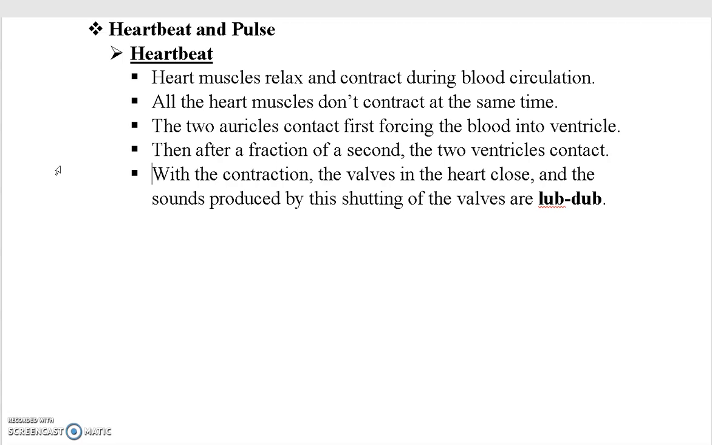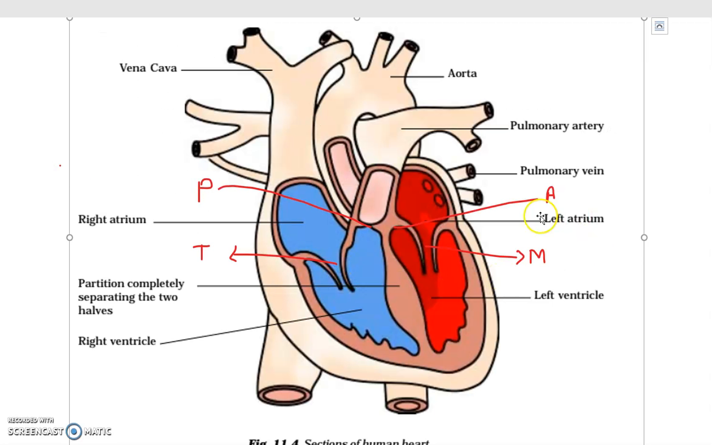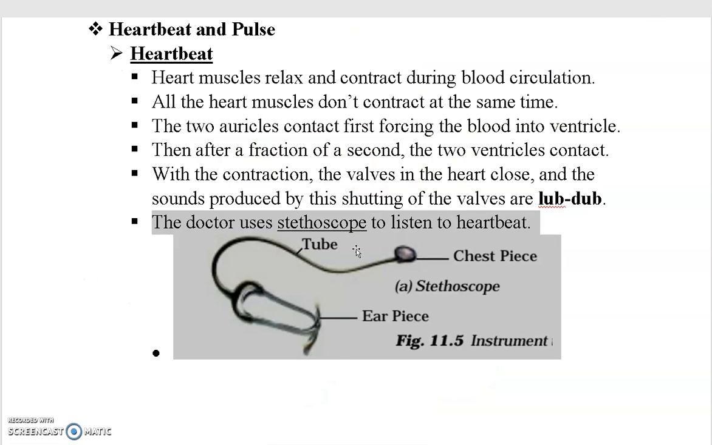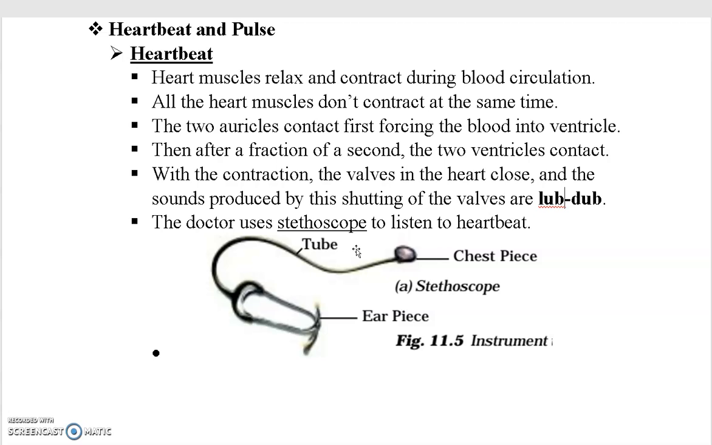And the sound produced by this shutting of the valves is lub, dub. All right. So the first sound is lub, which is caused by the mitral and tricuspid valves, and the second sound is dub, which is caused by the aortic valve and pulmonic valve. Now, the doctor is using this medical instrument called a stethoscope to listen to this heartbeat. See, this is a stethoscope. We have already discussed this. So this is about heartbeat.